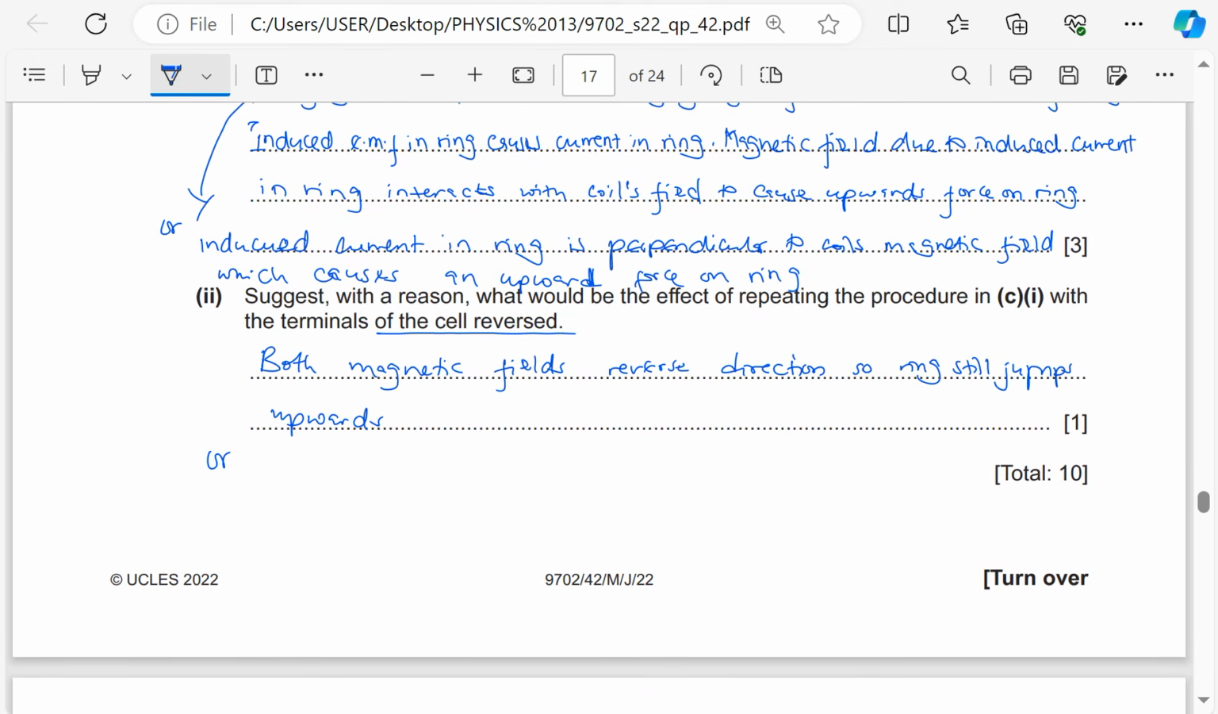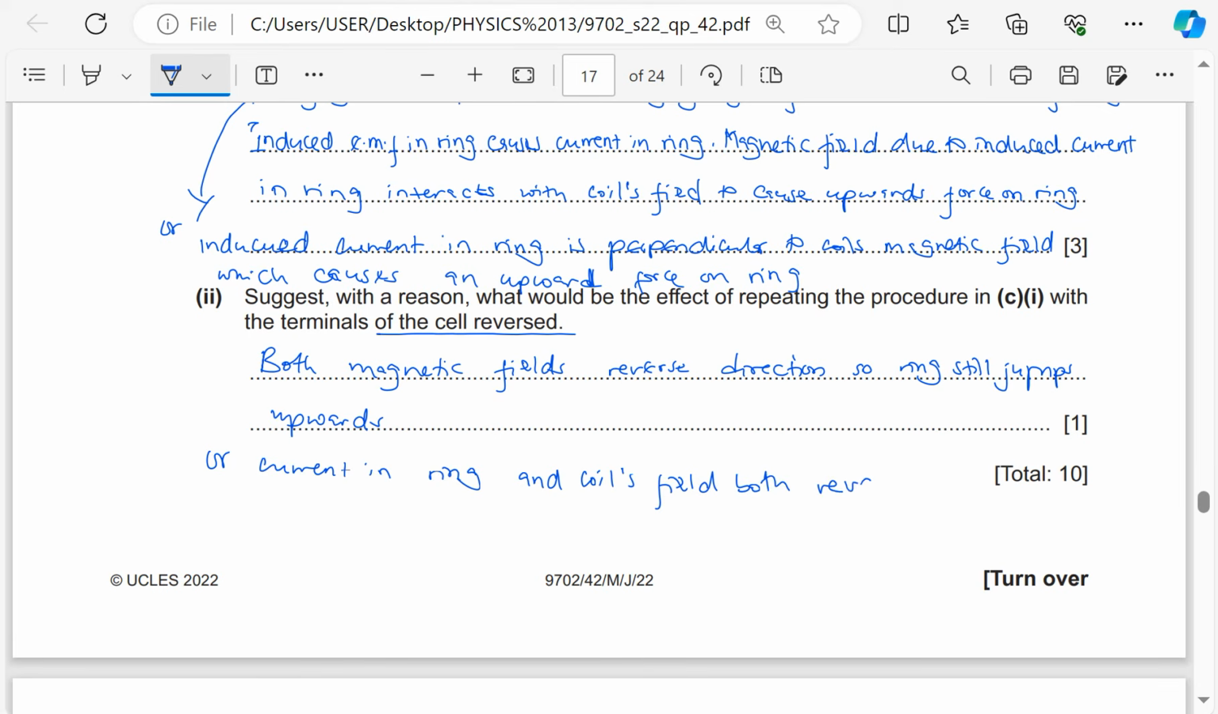Or you could simply say the current in the ring and the coil's fields both reverse, so the ring still jumps upwards. The current in the ring and the coil's field both reverse at the same time, so the ring still jumps upwards.